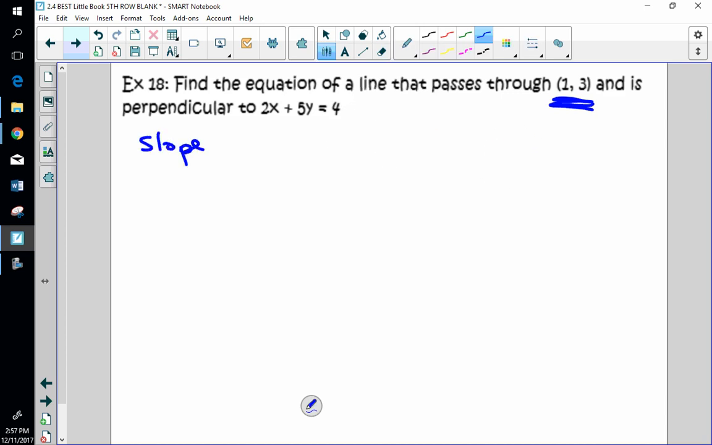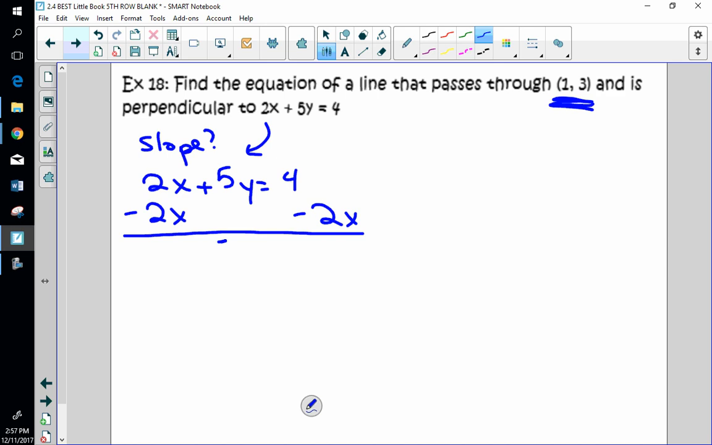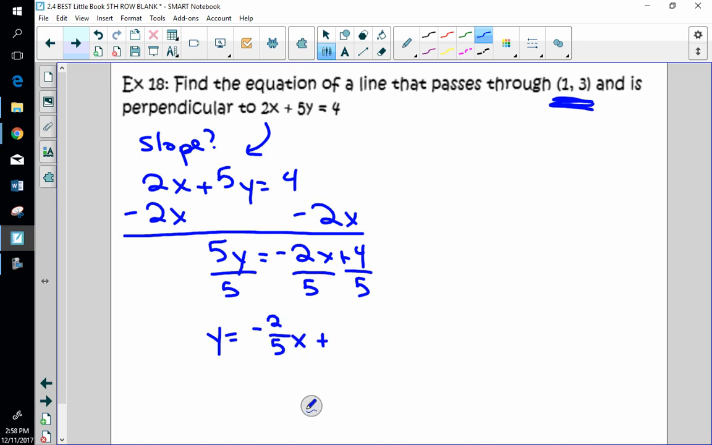To find the slope, we're going to take our equation, solve it for y, and take its slope and flip it and switch it. So we're going to solve 2x plus 5y equals 4 for y. We start by subtracting 2x from both sides. And that will give us 5y equals negative 2x plus 4. The next step when you solve for y would be to divide everything by 5. And this will give you y equals, now negative 2x divided by 5 is just negative 2/5 x. And the other thing is just going to stay 4/5.